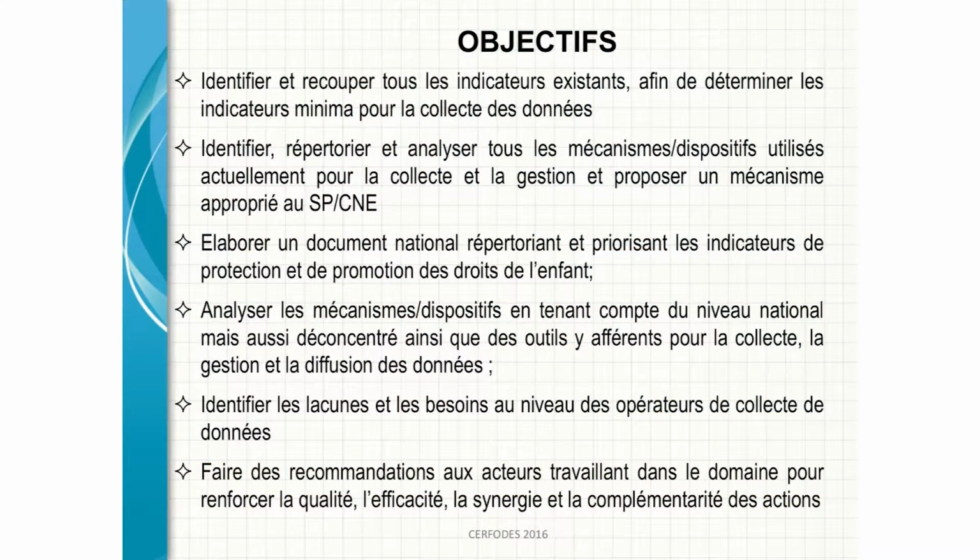Et comme objectif, c'est surtout d'identifier et recouper tous les indicateurs existants afin de déterminer les indicateurs minimums pour la collecte des données. The objectives of the study were to identify and triangulate the existing indicators to be able to determine which minimum ones should be in various data collection mechanisms. Identifier, répertorier et analyser tous les mécanismes et dispositifs utilisés actuellement pour la collecte et la gestion et proposer un mécanisme approprié au Conseil national des enfants. So we wanted to identify, create a repertory, and analyze the various data collection mechanisms that were being used to learn about child protection and well-being within the country so that the National Child Council could make use of this.